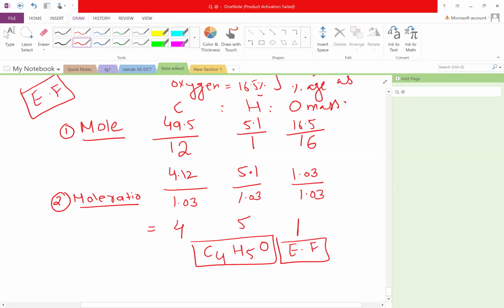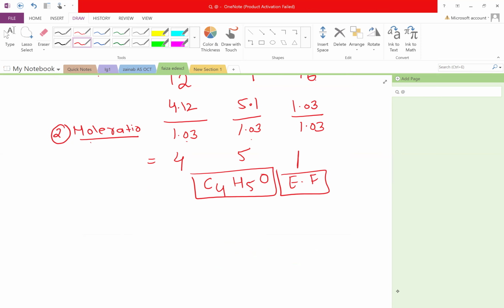Yes, got it. So to do the empirical formula, we will do 2 steps. First step is to find the moles. Second step is to find the mole ratio. Then you are going to get the empirical formula. Great. Okay, one more. Let us do one more.